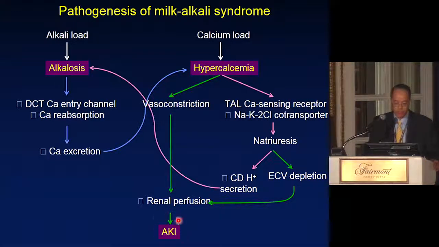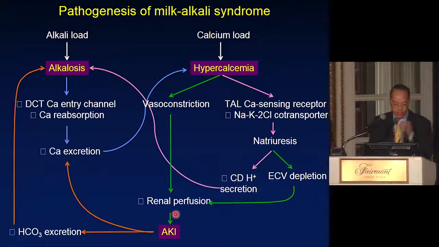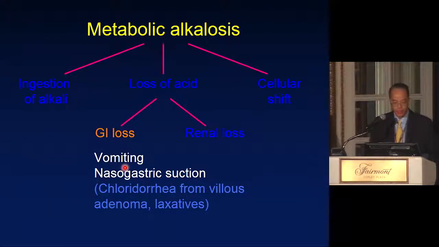And acute kidney injury, of course, decreases the excretion of everything, including alkali and calcium. So these three processes together form, if you will, a perfect storm and feed into each other to drive calcium and pH higher and higher. So important to recognize. Okay, so next is GI loss.